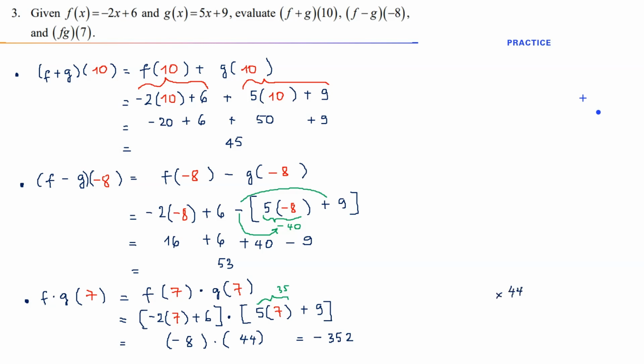(44 times 8). 8 times 4 is 32. Remember 3. 8 times 4 is 32 again. And 3 is 35. Alright.